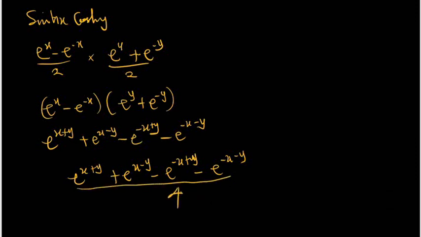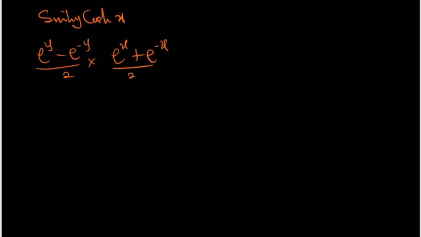All over 4. Now let's pick cosh y sinh x, cos y sinh y, cos x. So the sinh y will be e power y minus e power negative y all over 2, multiplying e power x plus e power negative x all over 2.